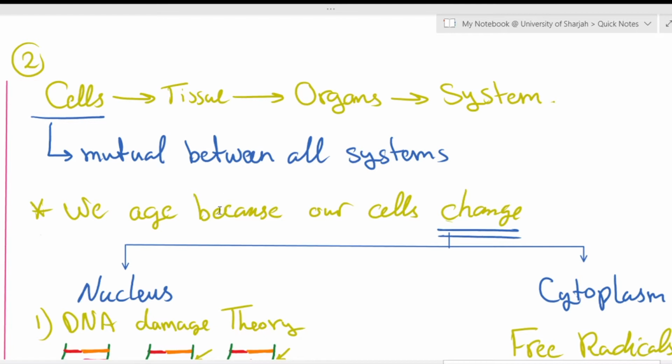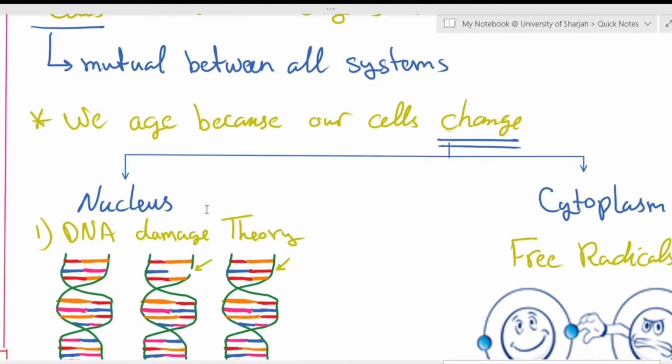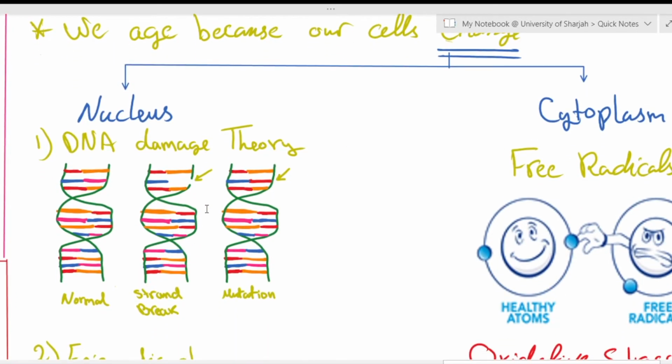Okay, so first of all, let's go to the nucleus. If you remember the structure of a cell, we have a nucleus, we have a cytoplasm. The nucleus contains all the DNA that makes our body. So this DNA will be affected inside the nucleus. How? First we have the DNA damage theory, which explains that the repair rate in our body with time becomes slower. So we will have more DNA errors or DNA damage, for example a strand break or a mutation.